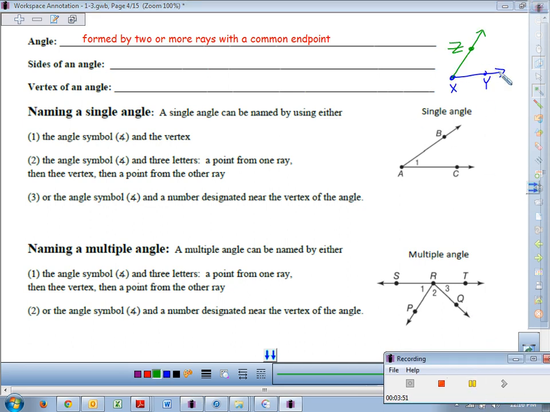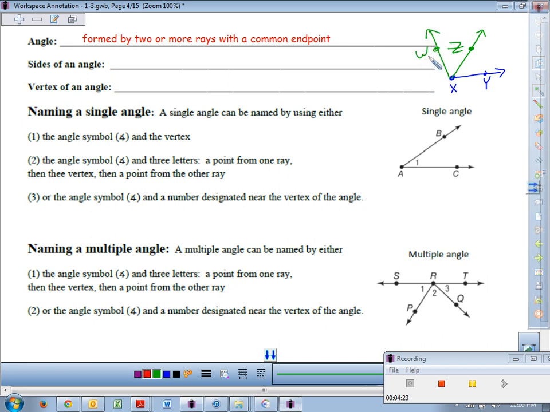In my picture here, do you see I have a blue ray and a green ray? Awesome. Blue rays are nice, you know, my Blu-ray player. But this is a blue ray and this is a green ray, correct? Aren't those two different rays? Do they have the same endpoint? What is the endpoint of the blue ray? X. What is the endpoint of the green ray? X. The combination of those forms an angle, right? An angle is formed by two or more rays with a common endpoint.